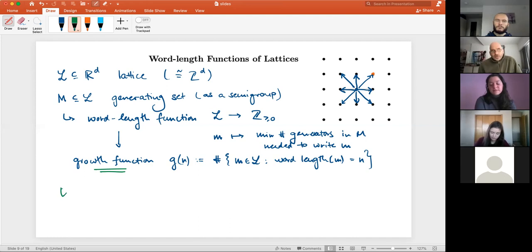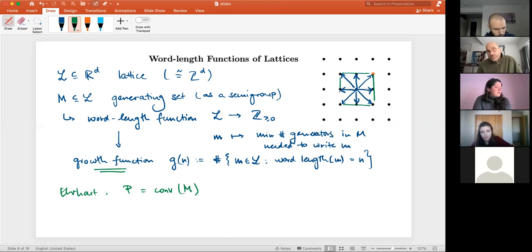So where does the Ehrhart polynomial come into place here? The polytope that you might want to consider is clear: you want to take the convex hull of all your generators. And so where does this growth function come into play?